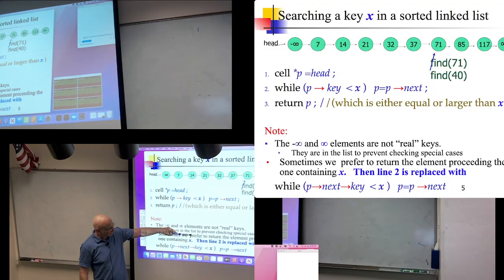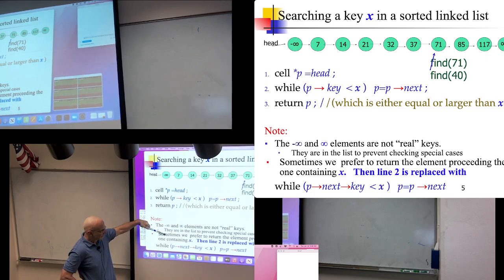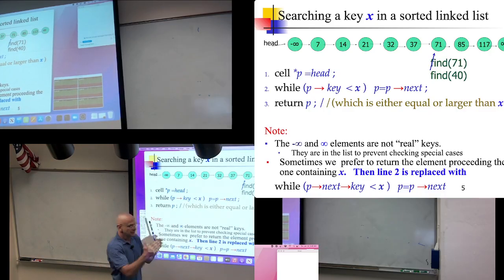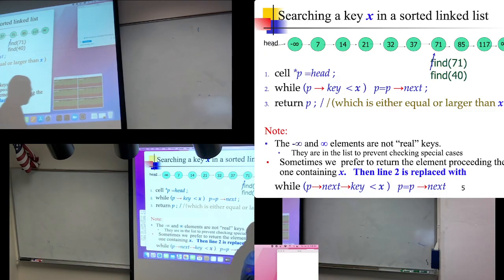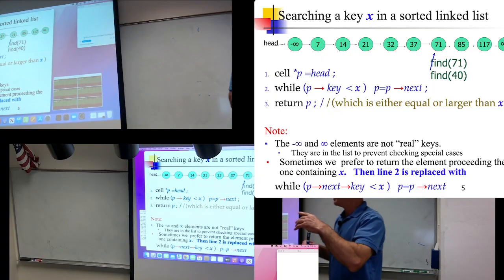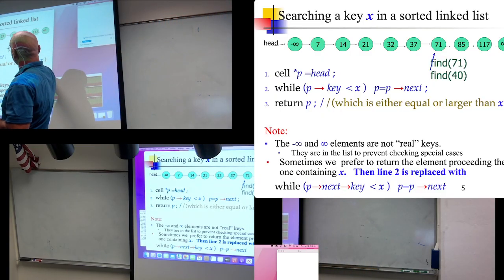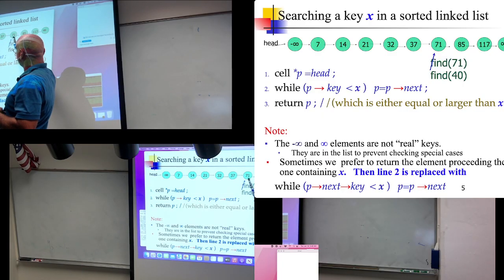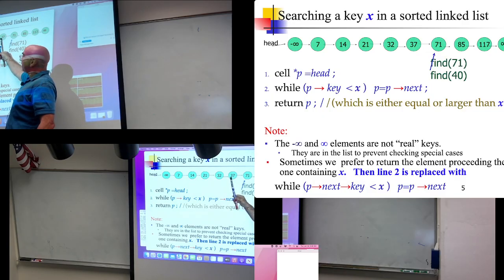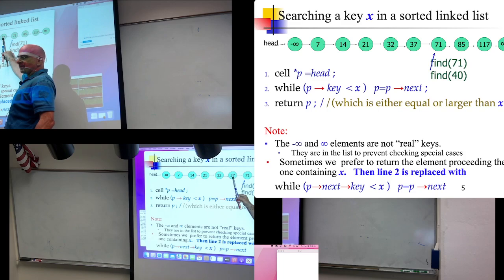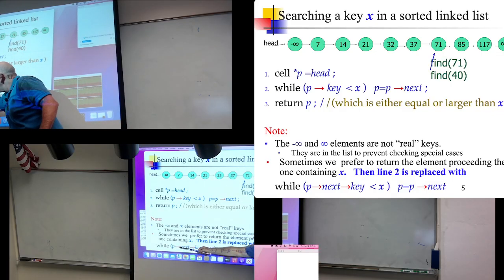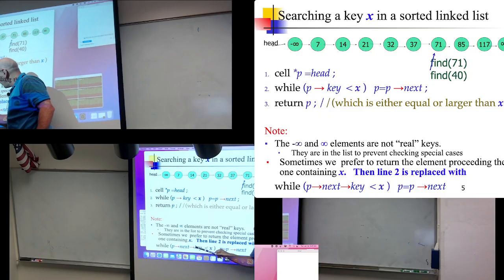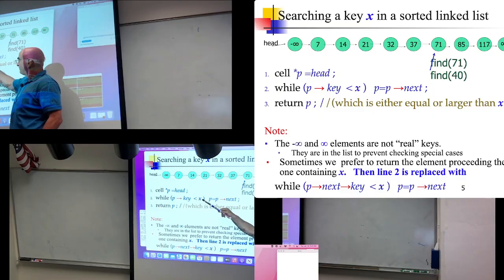Now, sometimes I don't necessarily want to return the element that contains x, but I want to return the element that precedes x, one element before. If I'm looking for 71, I will not return 71 over here. I want to return a pointer to the element that comes before the 71. Sometimes, meaning like in the next slide. So what I'll do, I'll replace this while by P next key smaller than x instead of P key smaller than x.